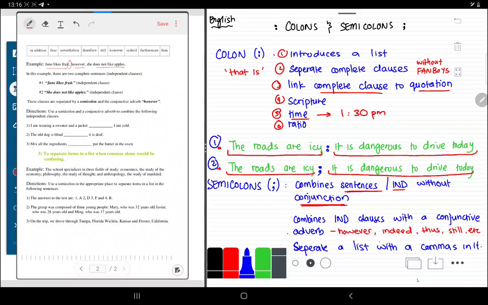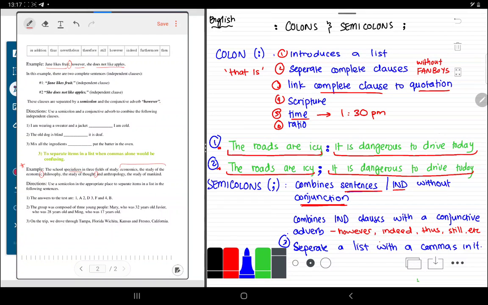All right? Another way we can use semicolons, which is the third way, is to separate a list with commas already in it. If you have a comma already in your list, you cannot separate the units on the list using commas again, because it's just going to be confusing, right? Looking at this example here: the school specializes in 3 fields of study: economics, the study of economy; philosophy, the study of thought; and anthropology, the study of mankind.